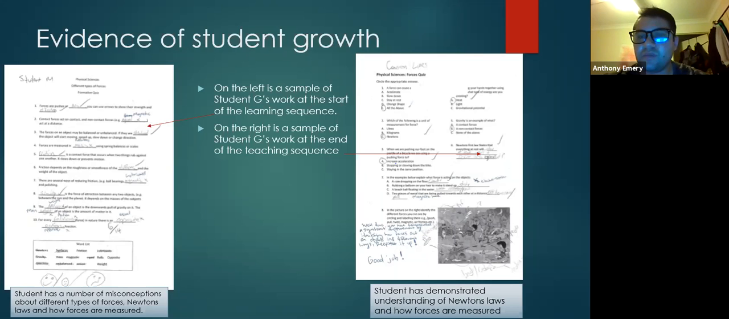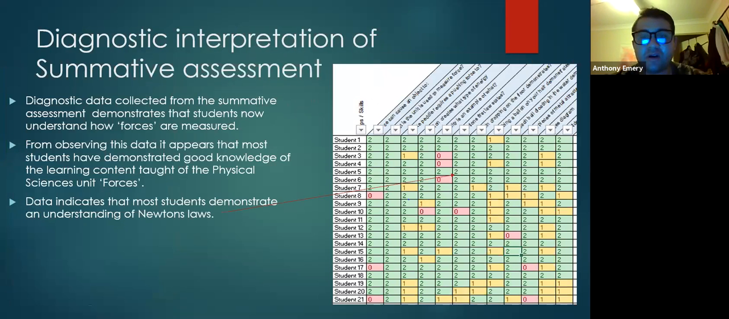Okay, so at the end of the unit, I interpreted the summative assessment for students into a diagnostic spreadsheet. So as you can see, most students could identify how forces are measured, that forces are measured in newtons, and what Newton's laws are. At the start of the unit, they weren't able to identify that. At the end of the unit, most students were able to identify what Newton's laws were and how forces were measured in newtons.